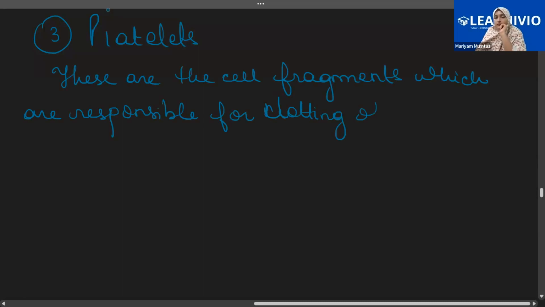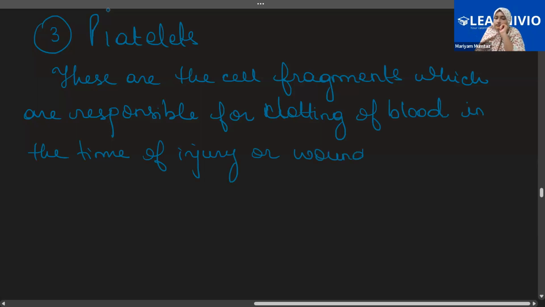Clotting of blood. That is what the function of platelets is. Now, in the time of injury, it will not cause blood clotting inside our body. No, it will only cause the clotting of blood in the time of injury or wound or cuts. Clear, students?